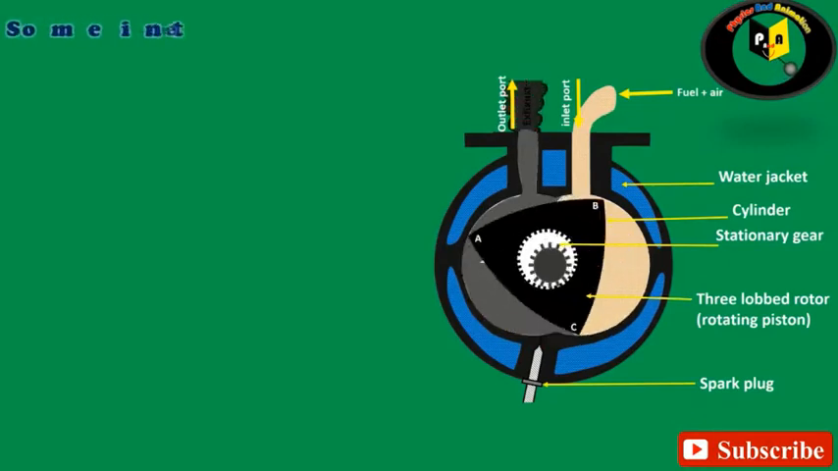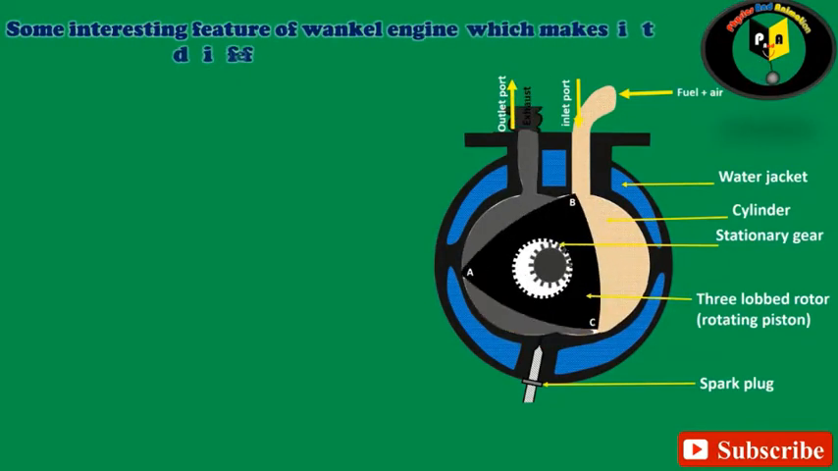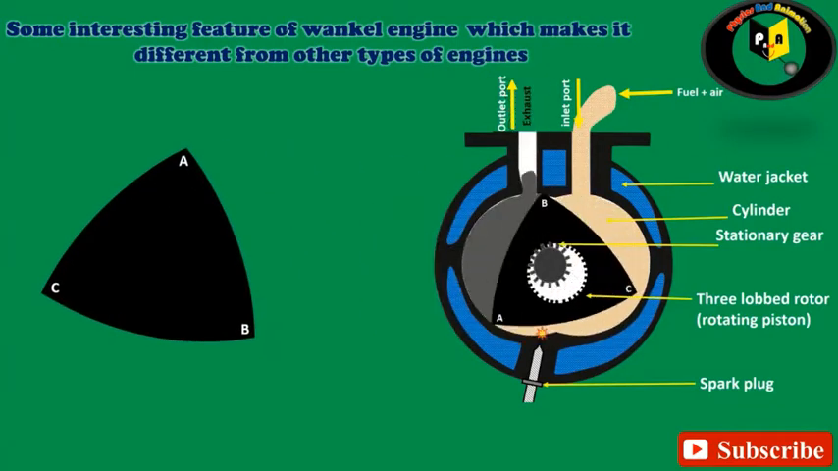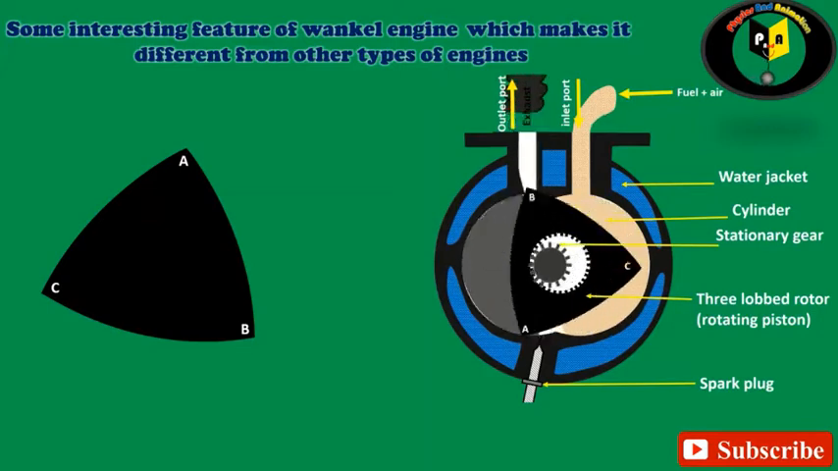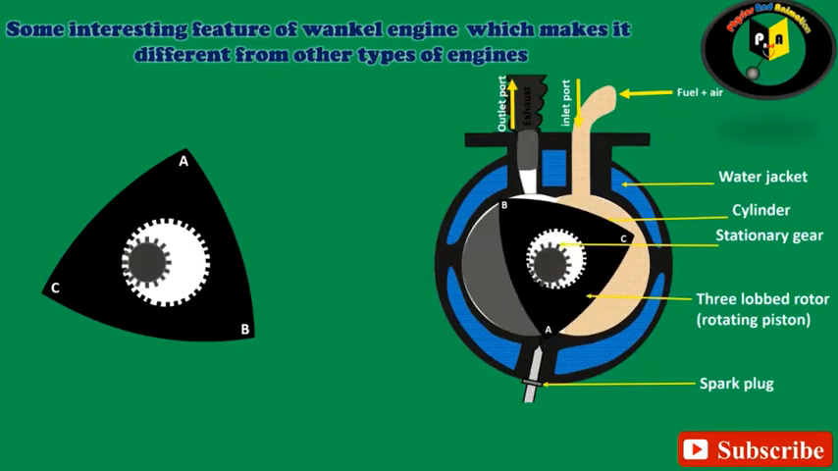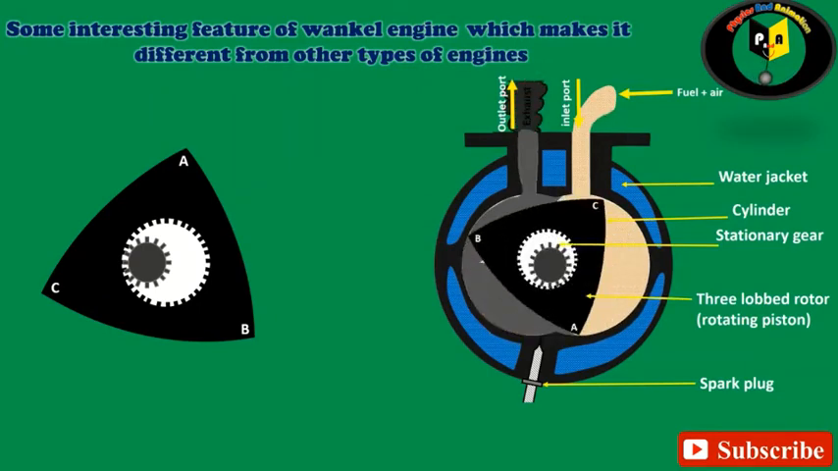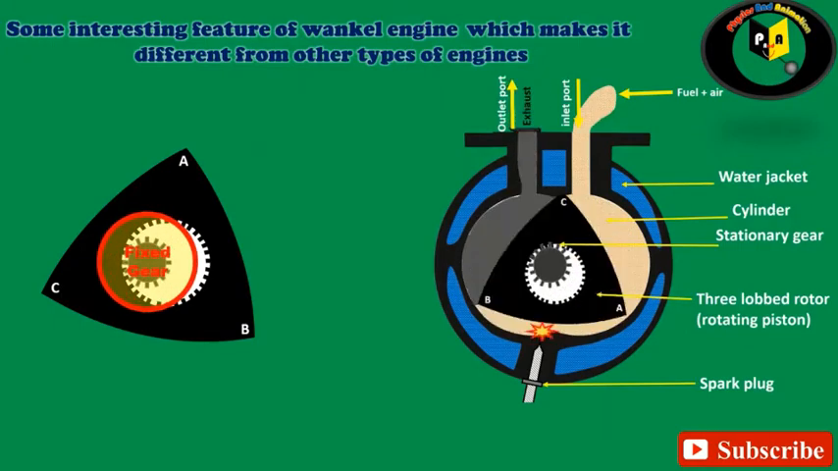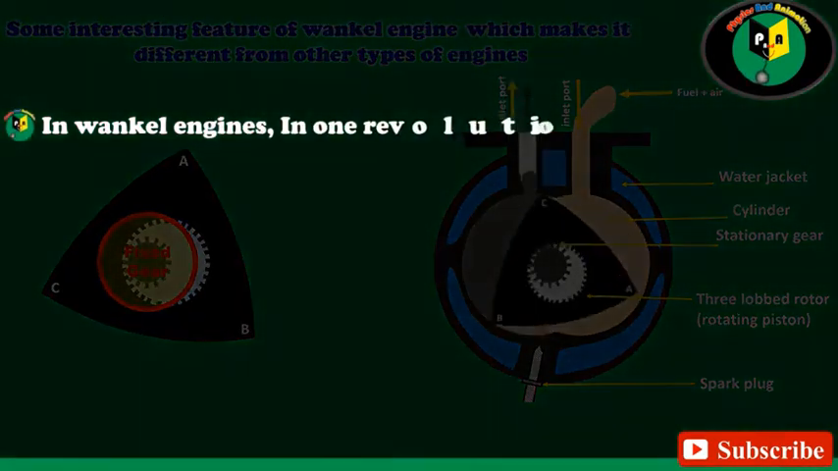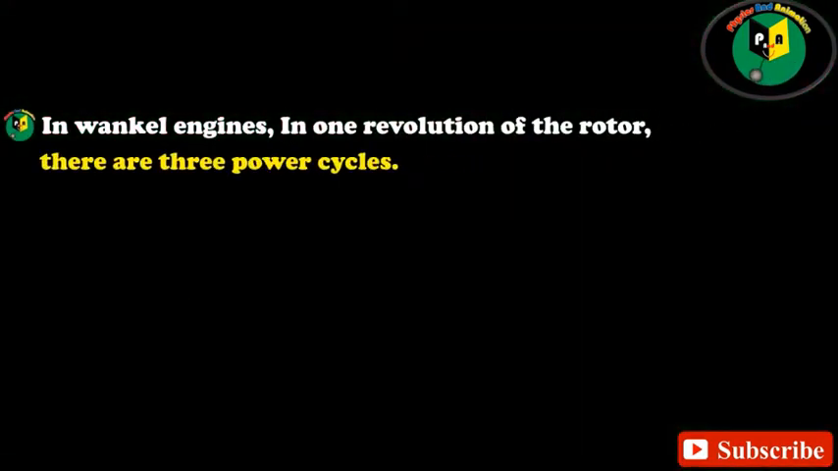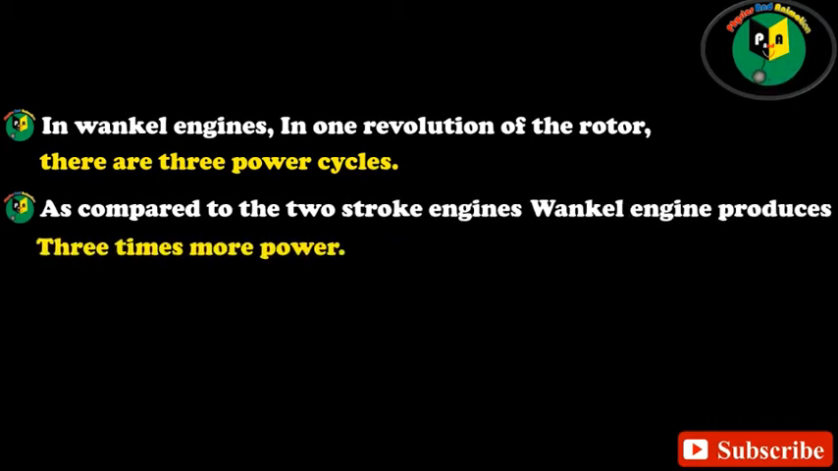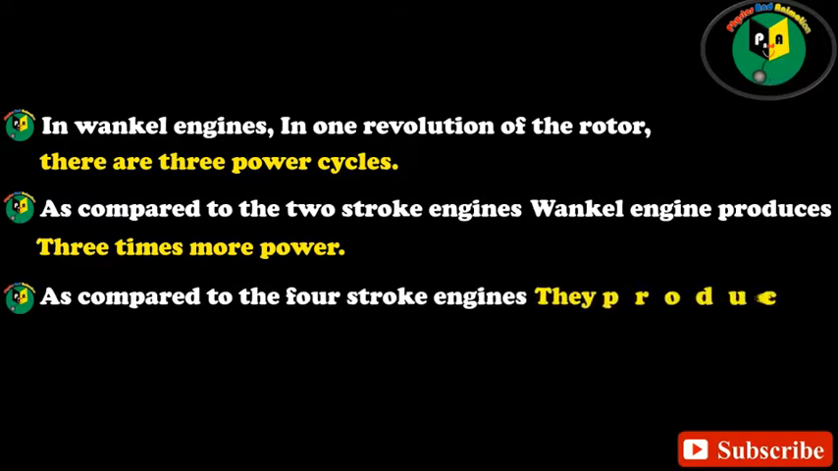Let's talk about some interesting features of the Wankel engine which make it different from other types of engines. The 3-lobe rotor rotates eccentrically in an oval-shaped chamber, mounted on the crankshaft through external and internal gears. The internal gear or pinion is fixed in the casing, over which the rotor rotates about its own axis, and at the same time it rotates about the axis of the fixed gear. In Wankel engines, in one revolution of the rotor, there are 3 power cycles. As compared to 2-stroke engines, the Wankel engine produces 3 times more power, and as compared to 4-stroke engines, it produces 6 times more power.